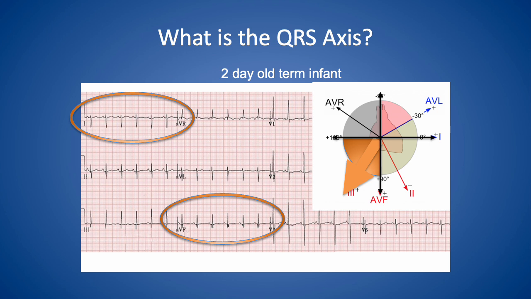And it's actually pretty typical for a 2-day-old term infant, mainly in the presence of right ventricular hypertrophy. As they're transitioning and that RV is relaxing, sometimes those rightward forces can cause more of a right axis deviation.